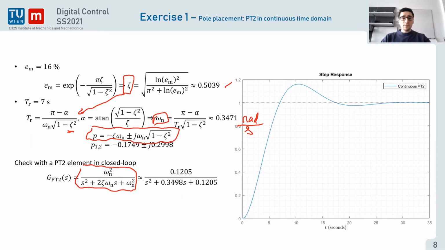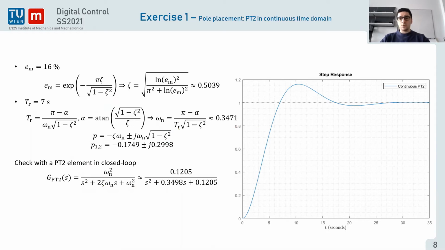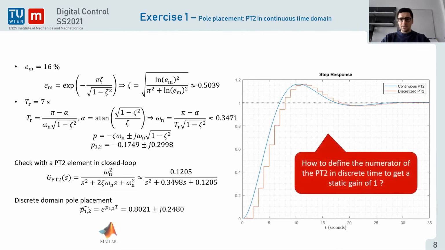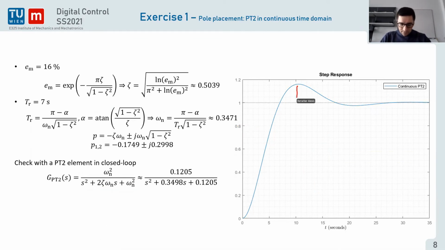In our case, we can compute this PT2 transfer function and plot it, as shown on the right-hand side. We can see that the overshoot is approximately 16%, so we should arrive at 1.16. And the rise time is 7 seconds: we're crossing 1 at 7 seconds as expected. It's not obvious to see that on the graph. Now the next step is to discretize this element.